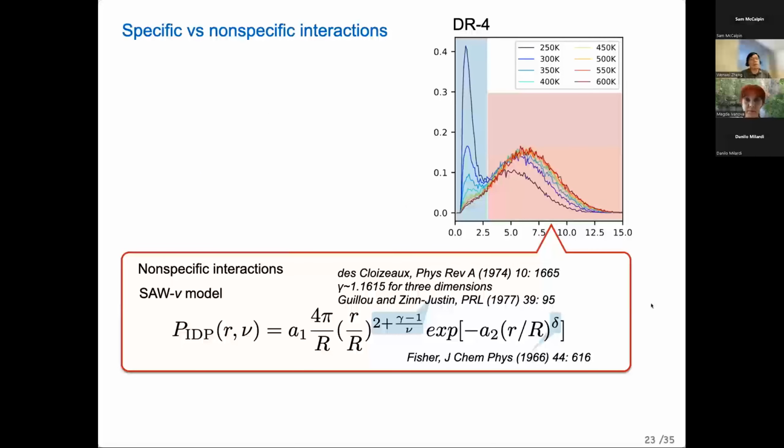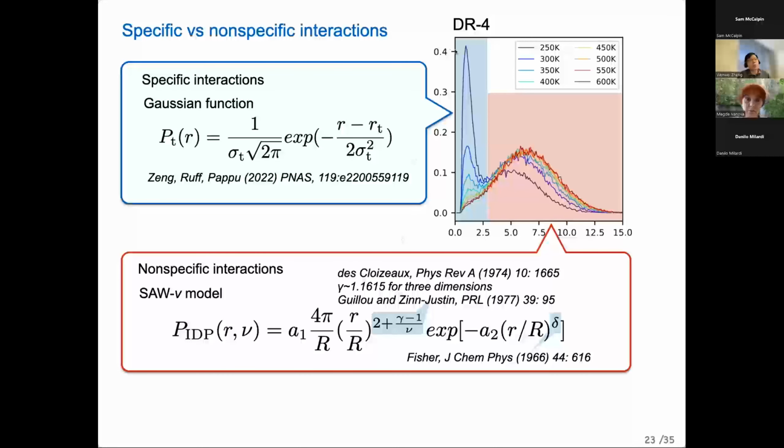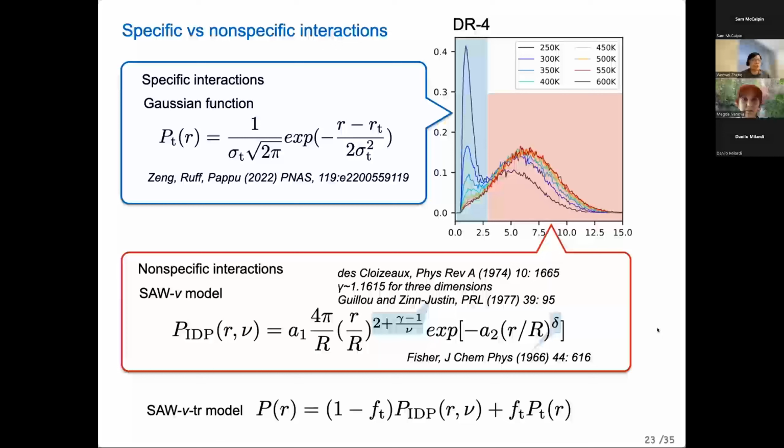So with that, we can try to find a model to capture both of the two peaks in a P of R distribution. The first peak is an IDP-like peak, a typical peak on the right side, and we can use a self-avoiding walk without any specific interactions. The second peak is the transient interaction peak, motivated by a recent work from Pappu's lab, and we can just use a Gaussian function to fit that peak. By combining both functions together, now we have a new model. We call it the SAW-nu transient model. It has both an IDP-like peak from a self-avoiding walk and a transient interaction peak from a Gaussian distribution.